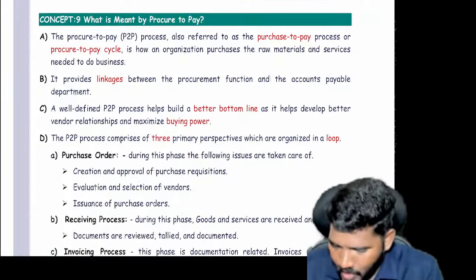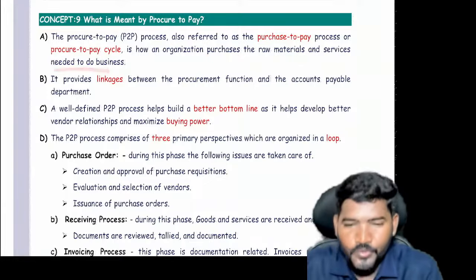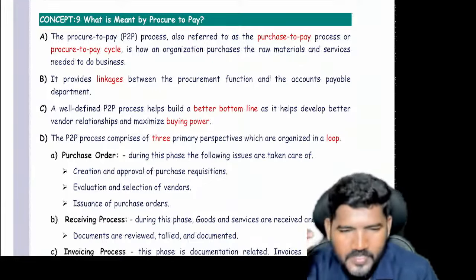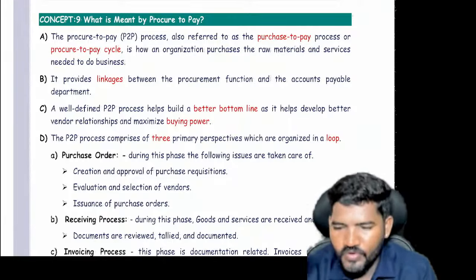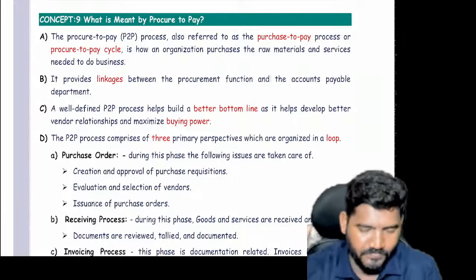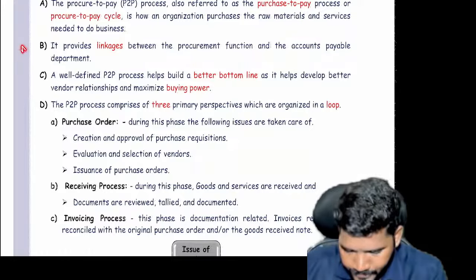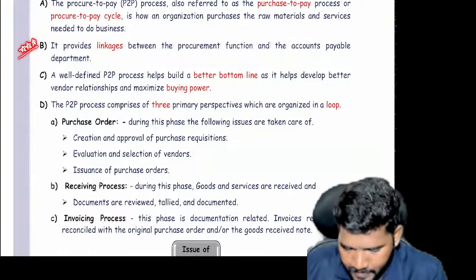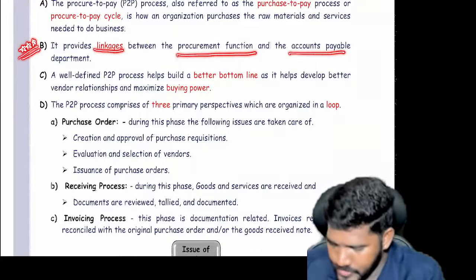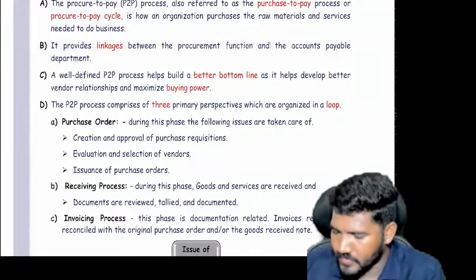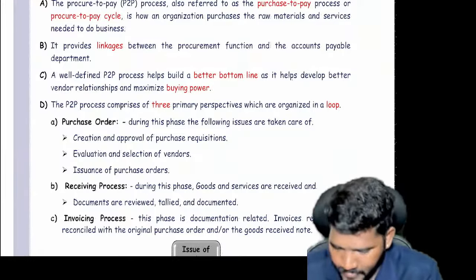It is how an organization purchases the raw material and services needed to do business. For doing a business, we purchase raw material or services, and if you pay for that purchase, that is called P2P. Next, it provides a linkage between the procurement function and the accounts payable department.